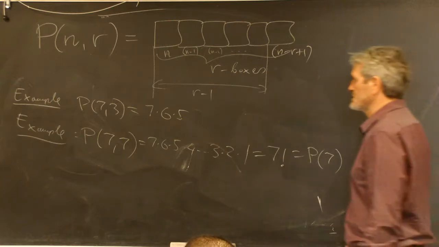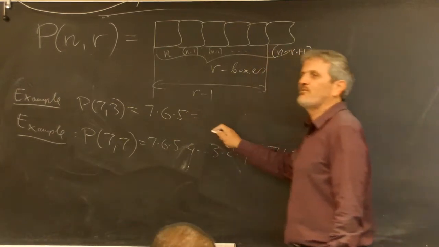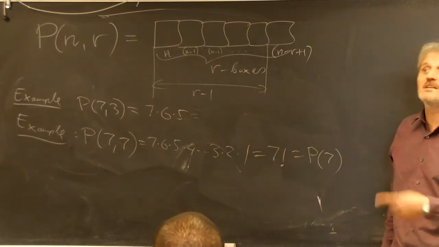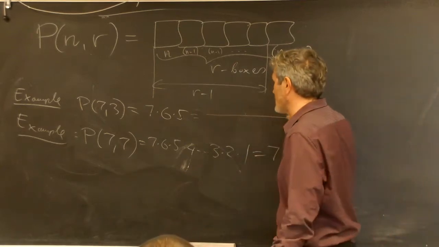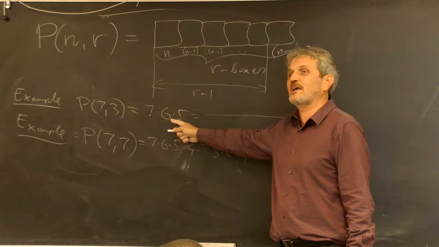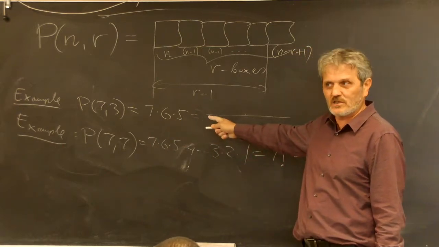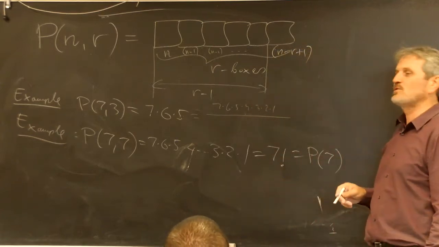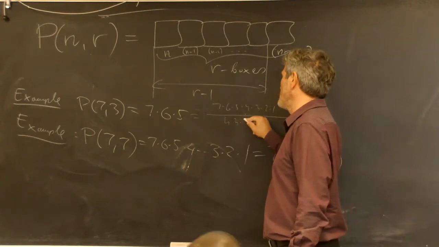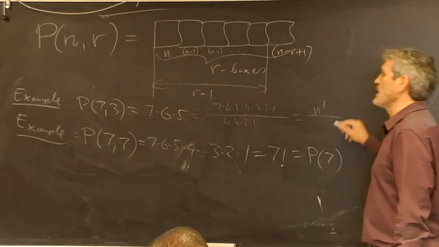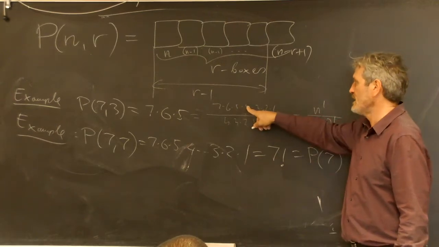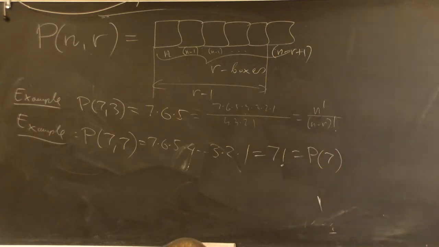How can I describe this? I can say the following. 7, 6, 5 is n factorial divided by n minus r factorial. Why? Because it looks like I started to write factorial and stopped. Let me finish. 7, 6, 5, 4, 3, 2, 1. But then what do I need to do? Divide by 4, 3, 2, 1. And that's exactly n factorial, and this is your n minus r factorial. Because if this is n minus r plus 1, the next one is n minus r, and n minus r down, that's n minus r factorial. And this is the formula you will find in the book.